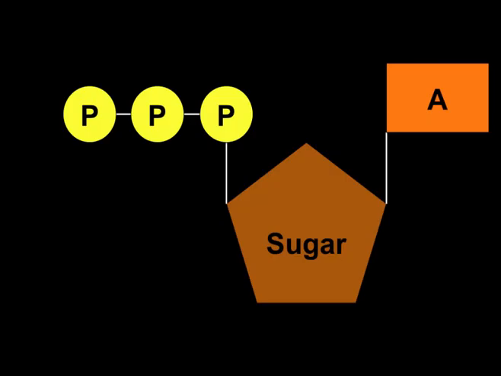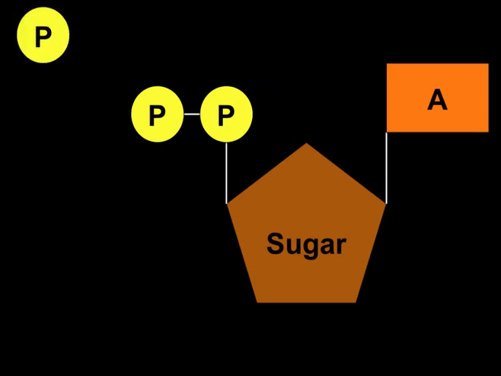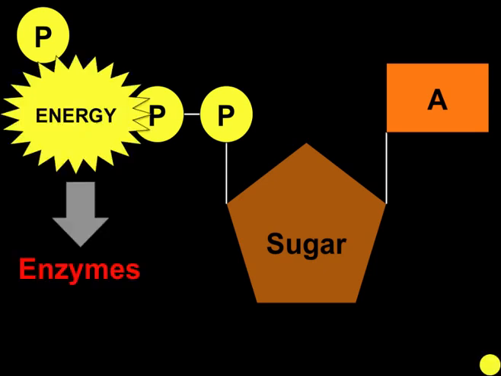So for example, here we have our ATP molecule. This is where the energy is stored. Let's say we break off one of those phosphates. That releases energy that can then be used for things like enzymes. Because remember, enzymes lower the activation energy, but they still need a little bit of energy to get the reaction started. So ATP is what gives that energy.